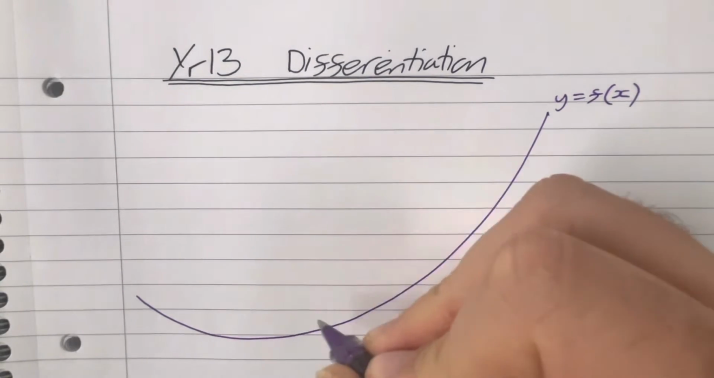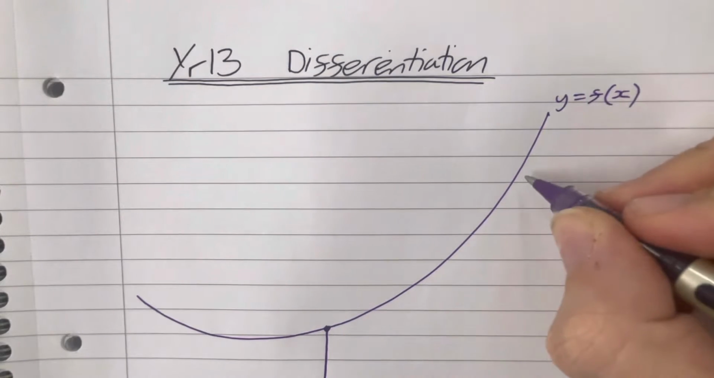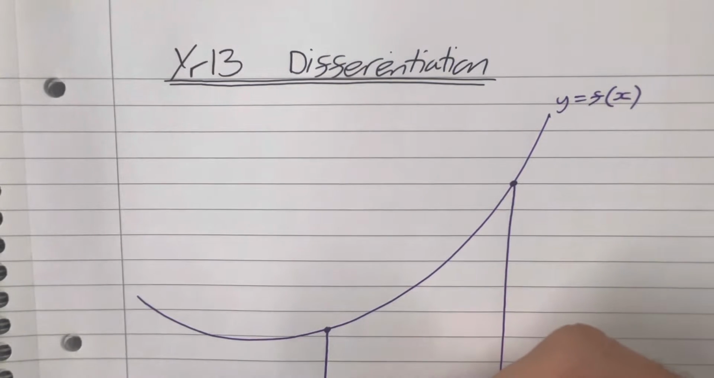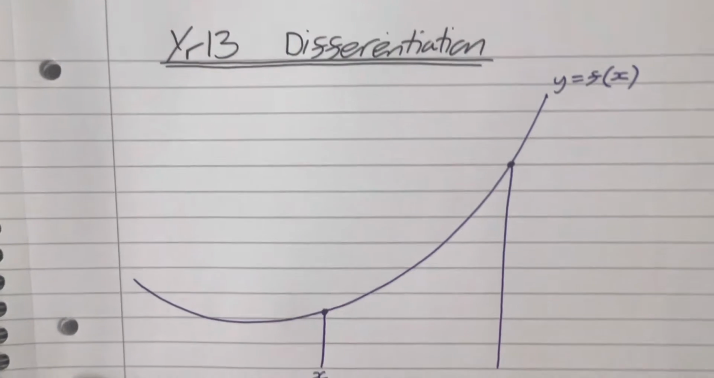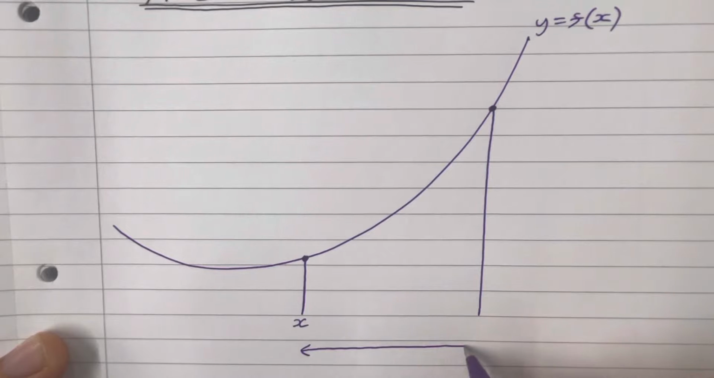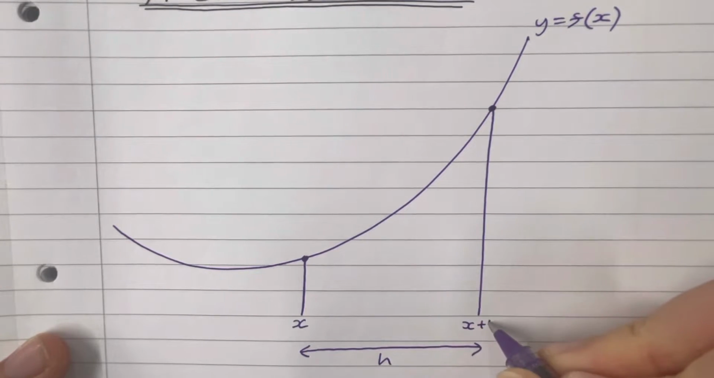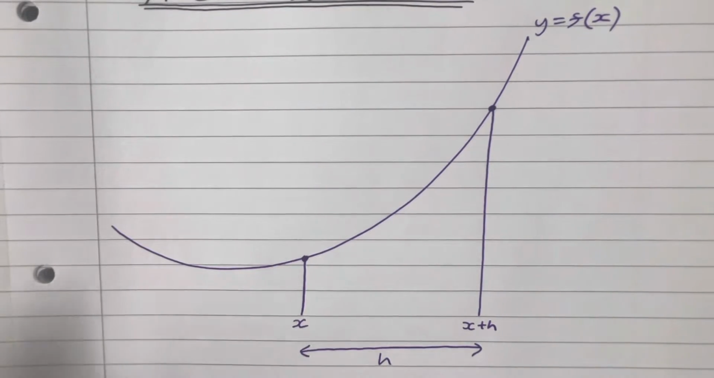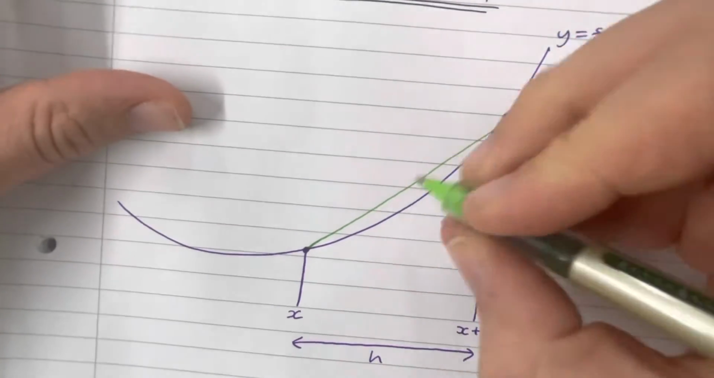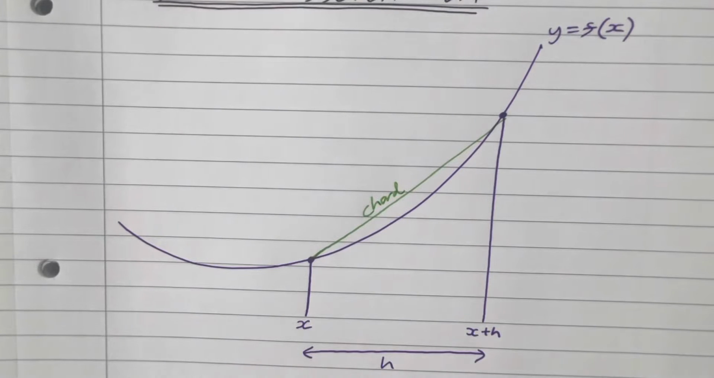And we've got some x value, let's say here. And we've got some x value, let's say over here. Let's call this point x. Let's call this distance here h, which makes this point here x plus h. And what we want to do is find the gradient of this chord. So this is a chord. The chord is a straight line joining 2 points on a curve.